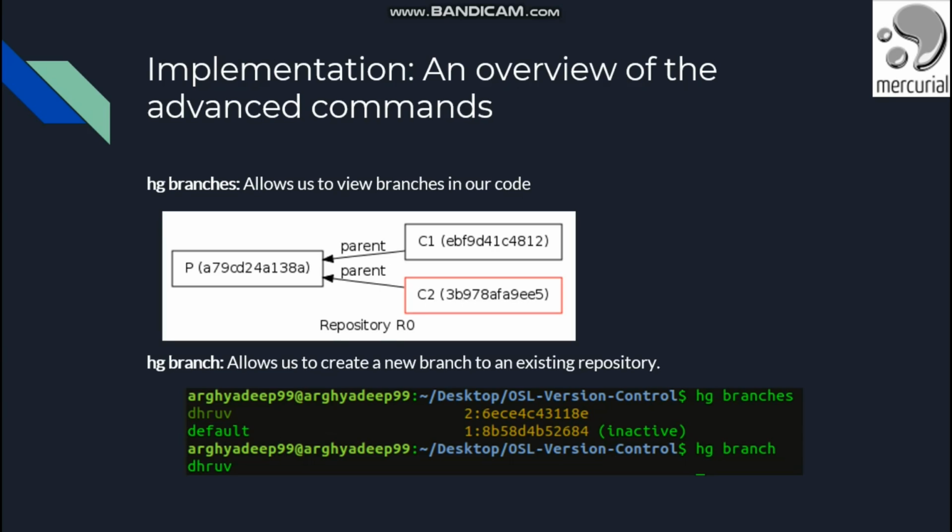First, hg branches. hg branches allows us to view branches in our code. It lists the repository's named branches, indicating which ones are inactive. That is, in our output, it is the default directory. Second, hg branch. hg branch allows us to create a new branch in an existing repository. If there is no argument, it shows the current branch name. Branch will not let you set a branch name that already exists.